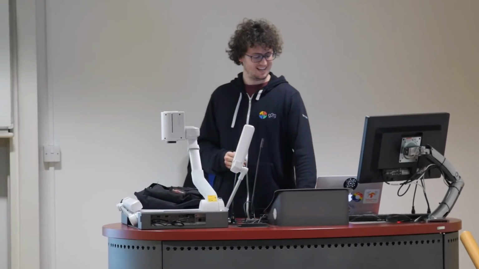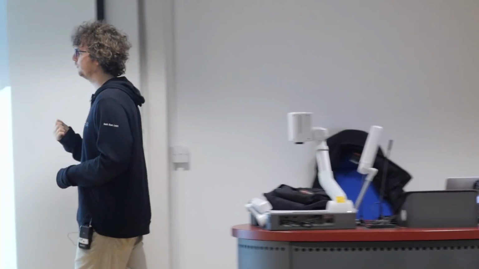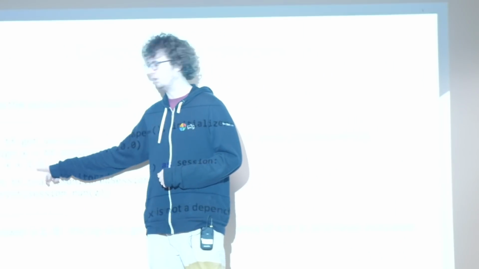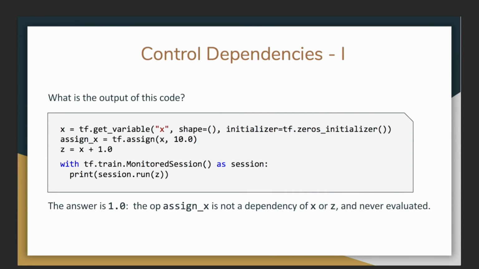The obvious answer would be 11. And the actual answer is 1. The reason is that you need to think about dependencies. We have asked to execute z. z is equal to x plus 1. x is a variable which is initialized to 0. 0 plus 1 is 1. There is no reason by which assign x should be executed in this computational graph.